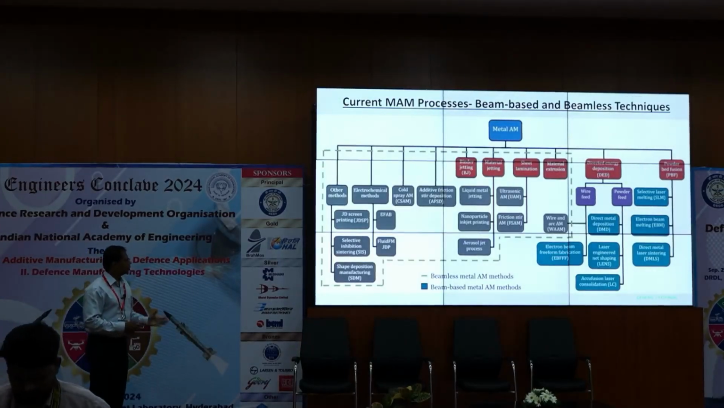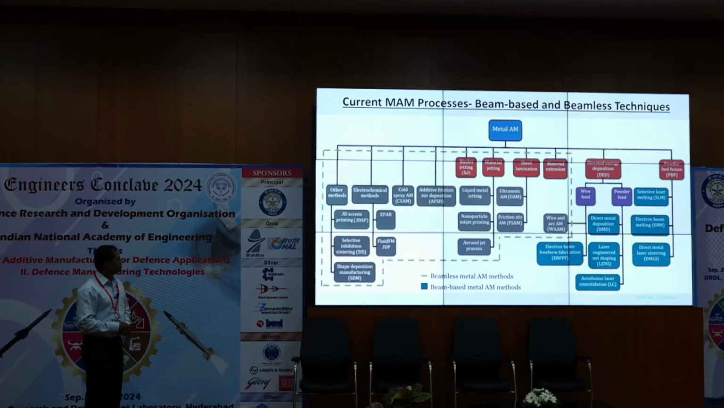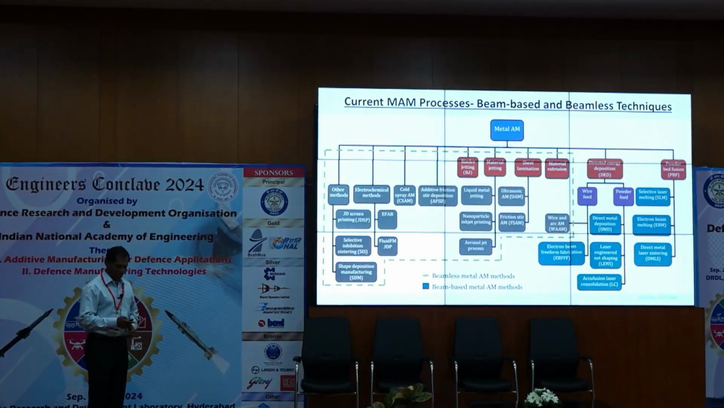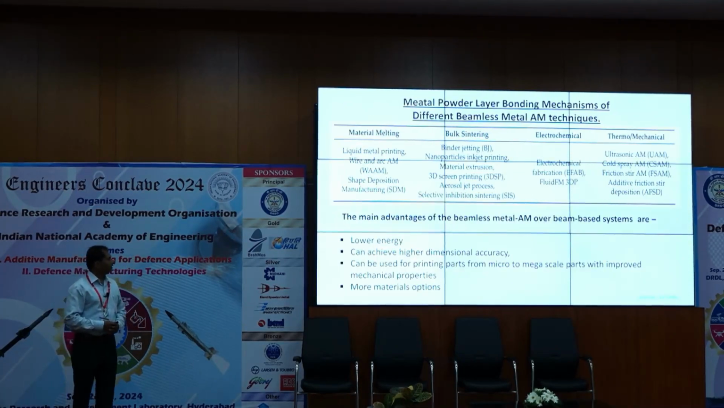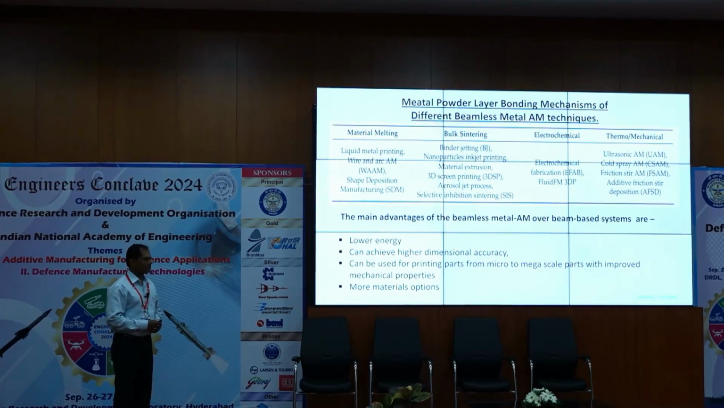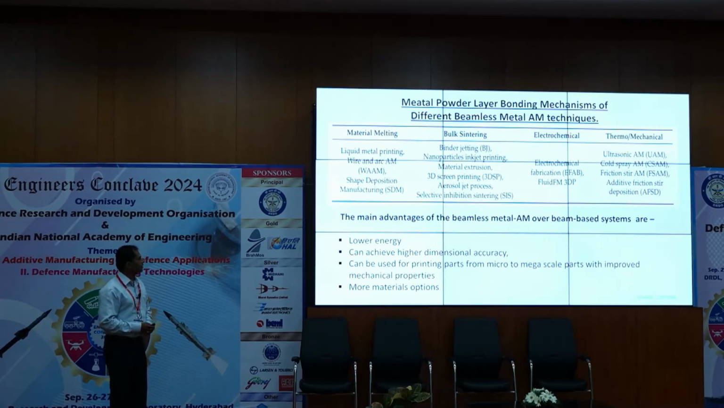So again, just to differentiate between different additive manufacturing processes, considering the beam-based and beam-less, apart from the beam-based, beam-less additive manufacturing processes are also becoming more popular. Mostly binder jetting, cold spray additive manufacturing, and other additive manufacturing processes. Depending upon the different bonding mechanisms for the beam-less additive manufacturing processes, there are different bonding mechanisms like material melting, bulk sintering, then electrochemical methods and thermomechanical methods.